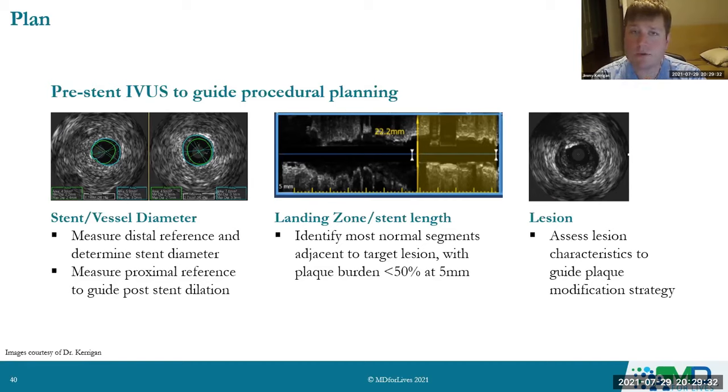We measure the vessel distal to the stenosis in an area with less than 50% plaque burden and get the average diameter of the vessel and the lumen. We pull back. We find a spot proximal to the stenosis and make the same measurement. That gives us our sizing.